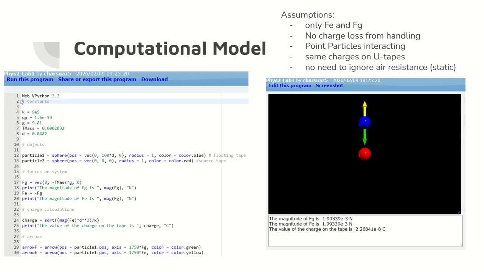And here's the computational model. You can see I go over constants that I talked about earlier. This is the creation of the two spheres, which are our point charges and their locations. And then here are the force of gravity and the electric force acting on the system. And from the electric force, we used the derived charge formula, which is shown here, to find the charge on our U-tape. And these arrows are just creating arrows to show the free body diagram.